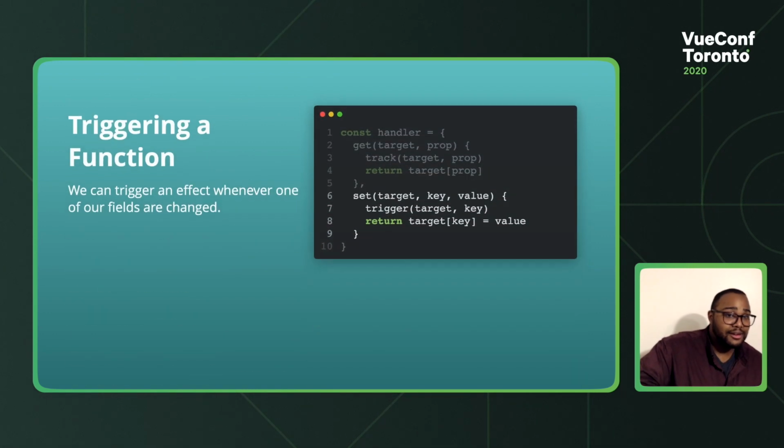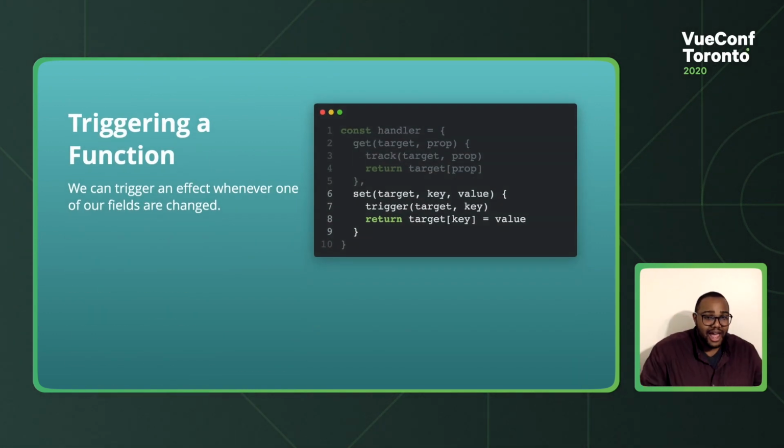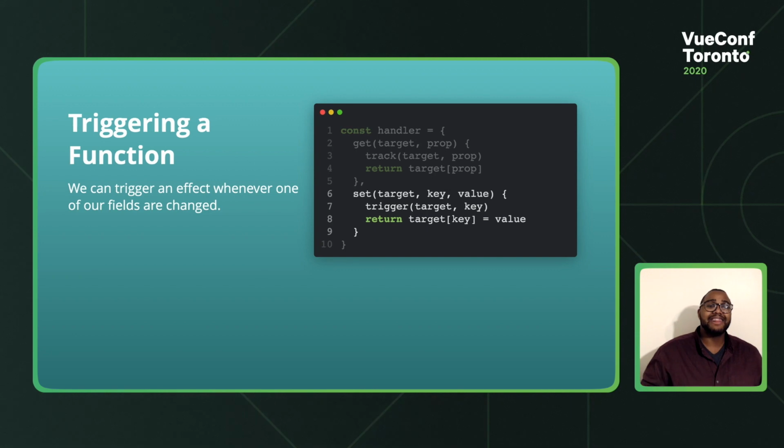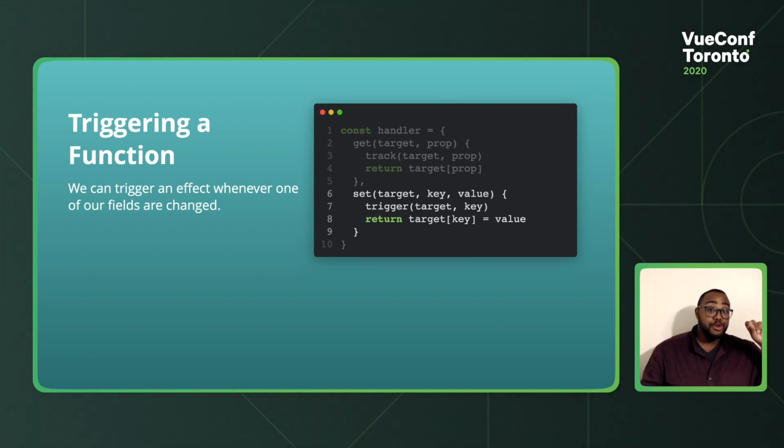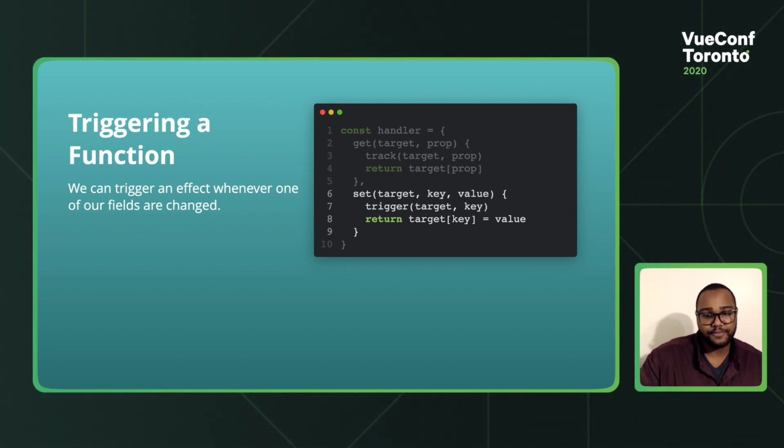And then, if you look at the set action, the set trap, we can actually trigger any of the effects that rely on this value when you change it. So maybe you have a counter and it's set to 5, and when you got that value, we notice, hey, you depend on this value. And now whenever you set that value, we're going to trigger that function.